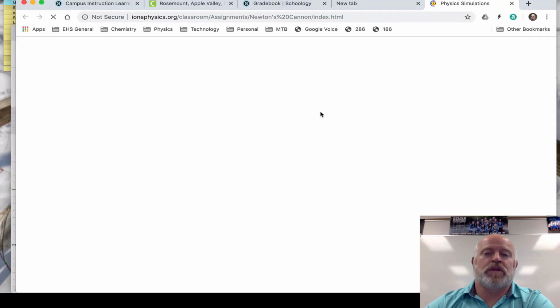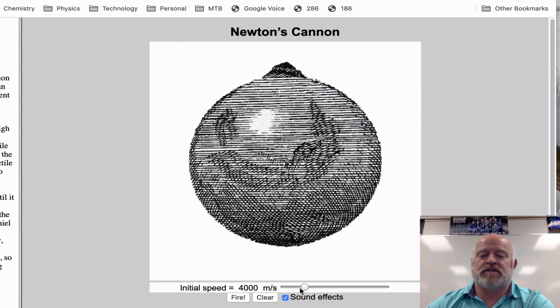Now what he went into saying is, okay, let's shoot this cannon. It's going to fall a little ways away. Now if we increase the speed and we keep shooting, it's going to keep falling further and further away from our planet. Okay? But at some point, if we shoot it fast enough, it misses the planet.